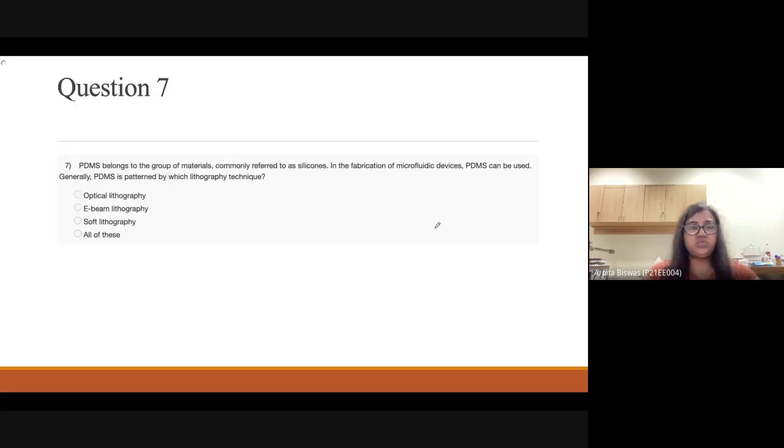So next, move toward question number 7. PDMS belongs to the group of materials commonly referred to as silicones in fabrication of microfluidic devices. So PDMS can be used generally. PDMS is patterned by which lithography technique? First option is optical lithography. Second option is E-beam lithography. The third option is soft lithography, and the fourth option is all of the above. So go through the question carefully and find out the right answer.